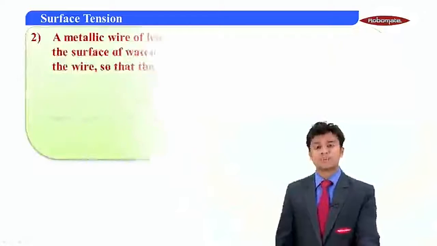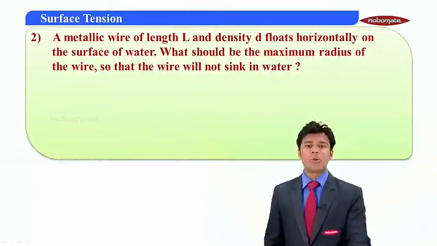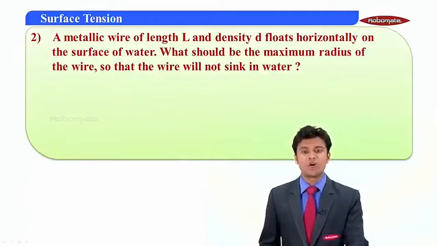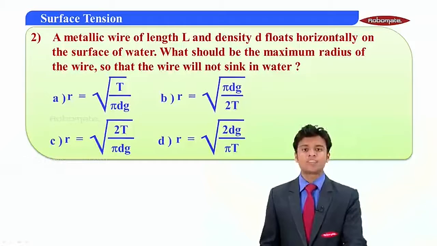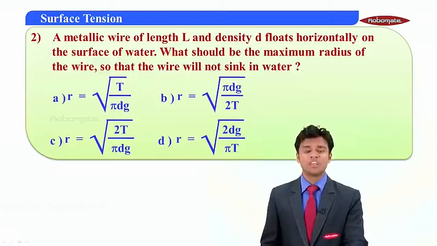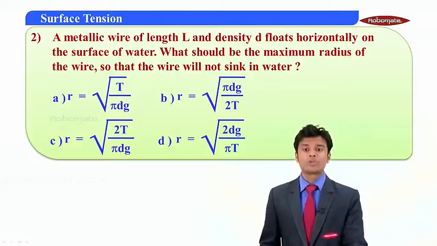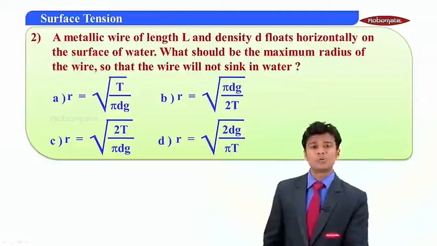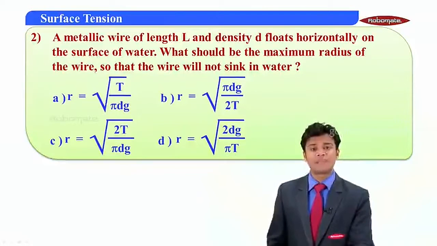Now moving to the second question. The second question says that a metallic wire of length capital L and density D floats horizontally on the surface of water. What should be the maximum radius of the wire so that the wire will not sink in water? The four options are: A, R is equal to under root of T upon pi dg. Option B says that R is equal to under root of pi dg upon 2T. Option C says under root of 2T upon pi times d into g. And option D says that R is equal to under root of 2 dg upon pi times T.